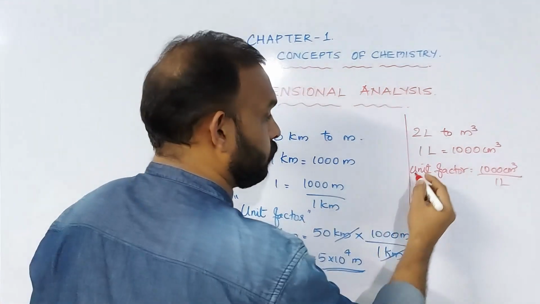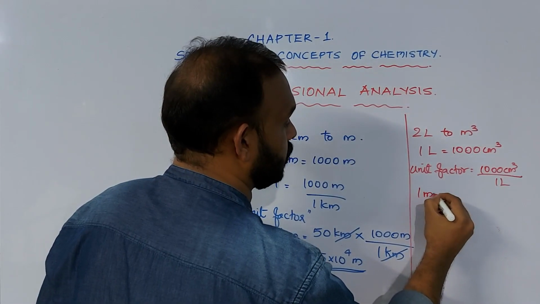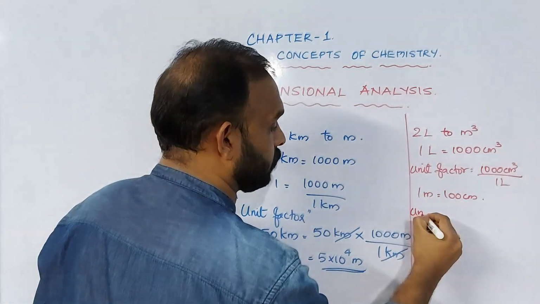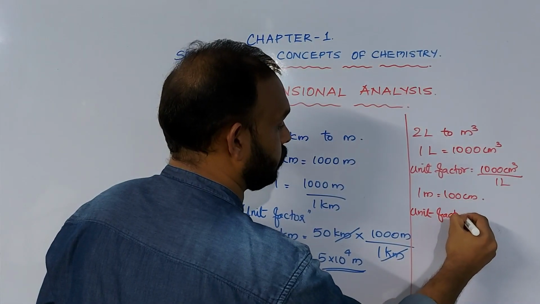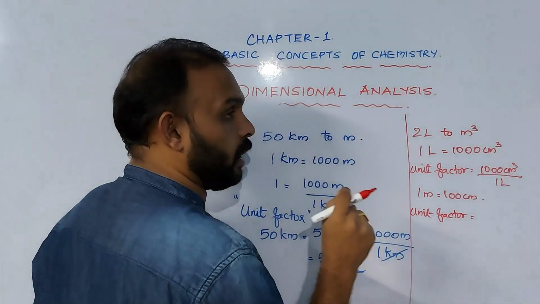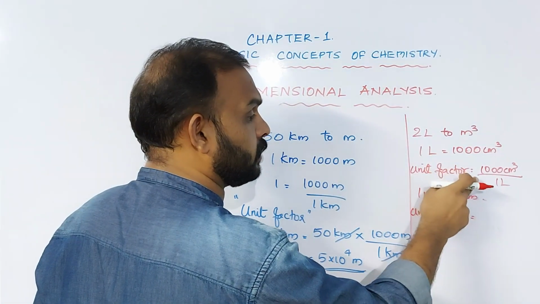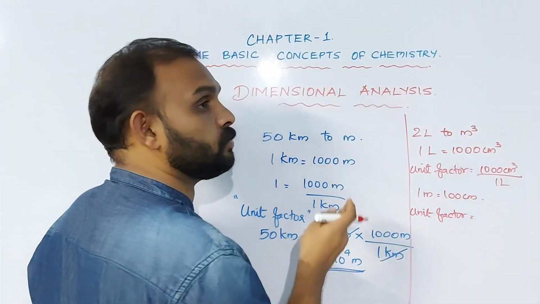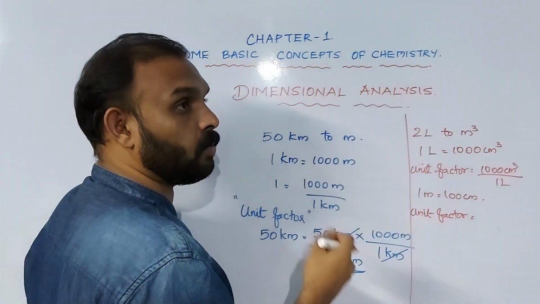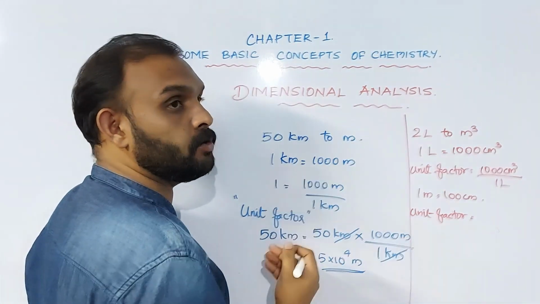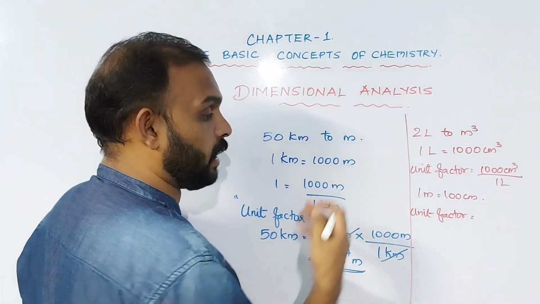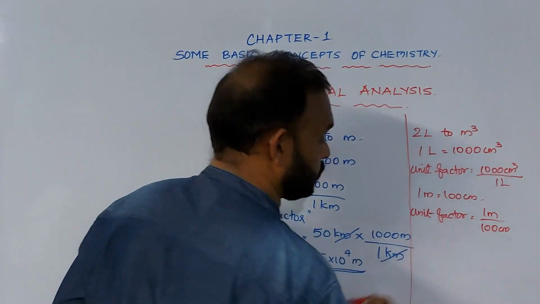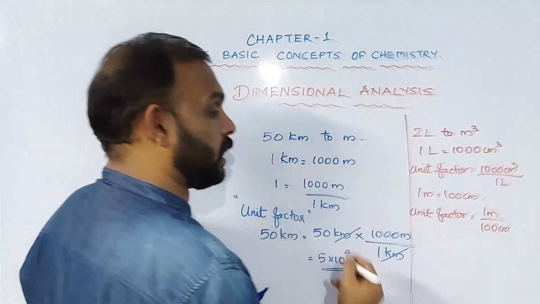Okay, now we can write 1 meter is equal to 100 centimeter. So what is the unit factor we can write from this? See, one thing you have to remember: here I have written 1000 upon 1 liter, but you have to remember which unit you want to delete. According to that, you have to arrange the numerator and denominator. So I will write the unit factor here as 1 meter upon 100 centimeter. Clear? Now I will do the calculation.